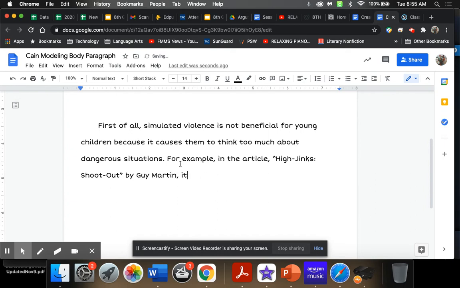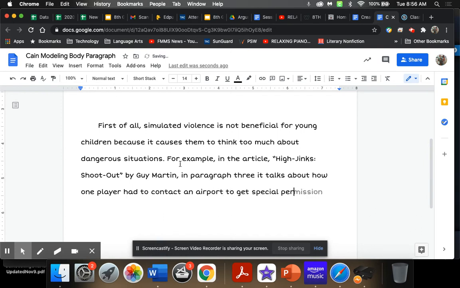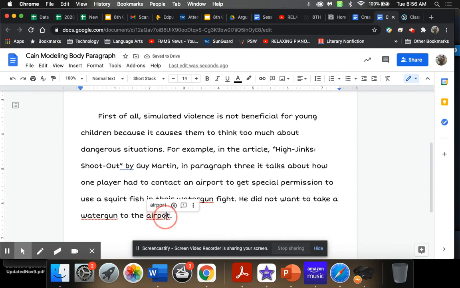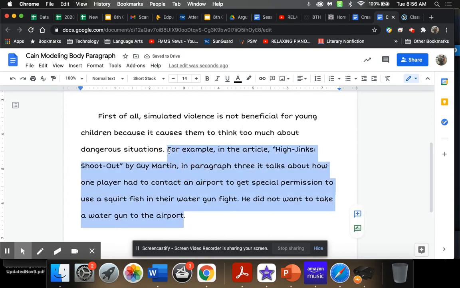I'll do a paraphrase. In paragraph 3, it talks about how one player had to contact an airport to get special permission to use a squirt fish in their water gun fight. He did not want to take a water gun to the airport. Okay, so that is my paraphrase. Because of that paraphrase, that is my C. This right here is all my C. That is my evidence. Now I'm going to explain it.